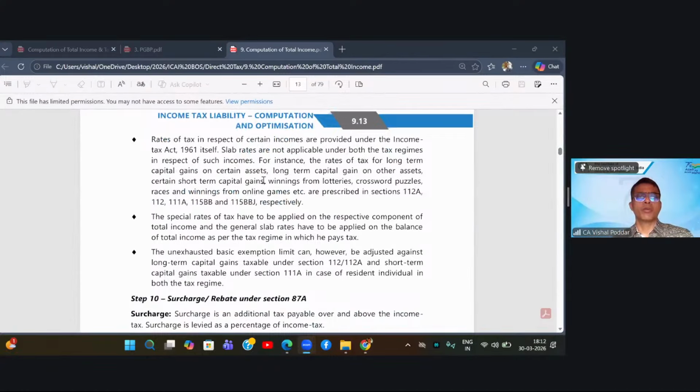Besides this, as you would be knowing, if your income includes any special rate incomes, special rate incomes cover 112A and 112 long-term capital gain, 111A short-term capital gain, 115BB and 115BBJ.